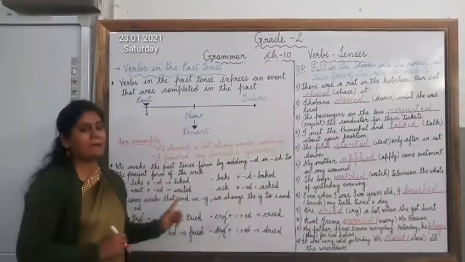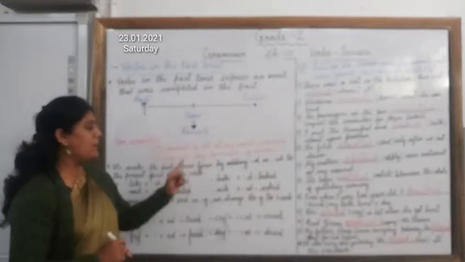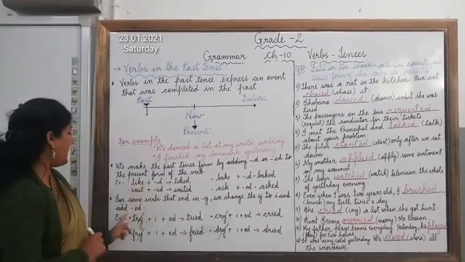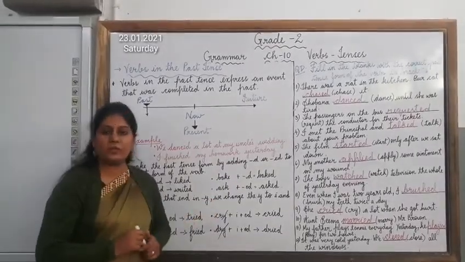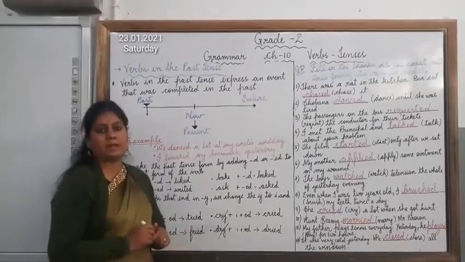Now remember that we make the past tense form by adding d or ed to the present form of the verbs, and for some verbs that end in Y, we change the Y to I and we add ed. So children, I hope that it is clear to you.